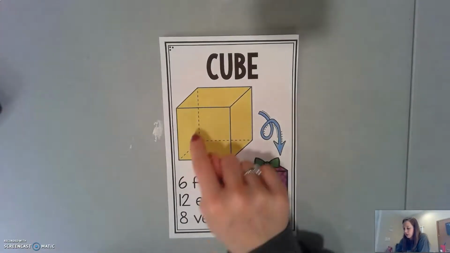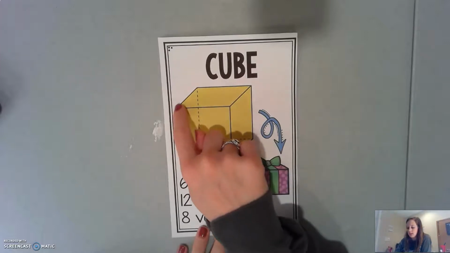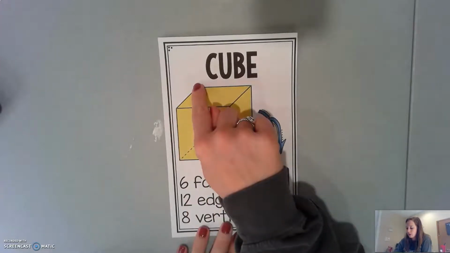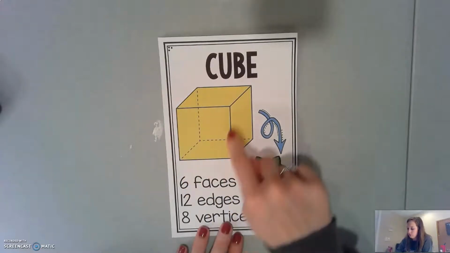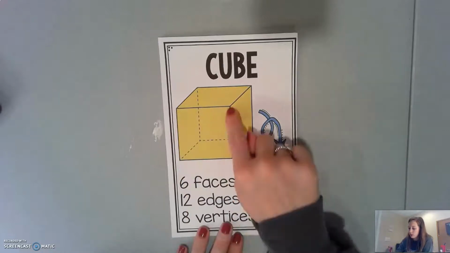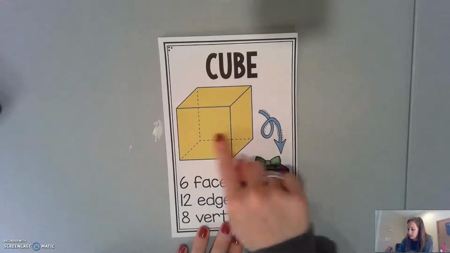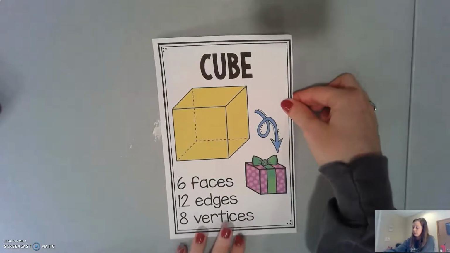Let's count them on here. We have this top one, 1, side one, 2, bottom one, 3, side one, 4, 5, front and back, 6. So a cube has 6 faces. So that's what we know about a cube, and it looks like a present.